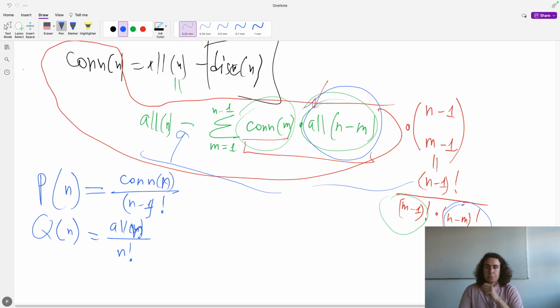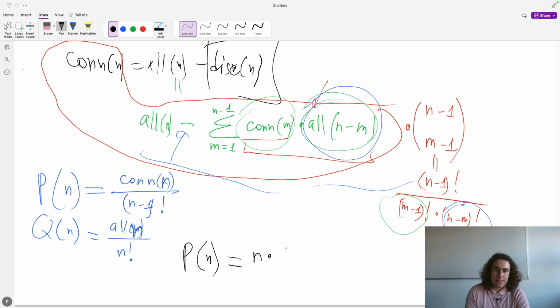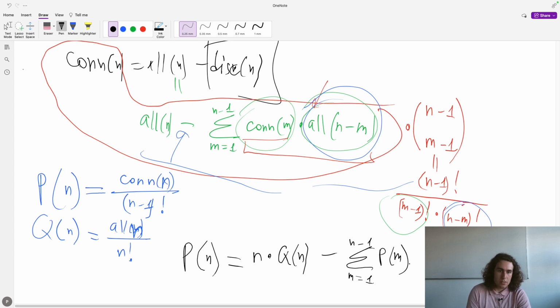So this is basically the probability of a graph. No, I don't know what I said. This is not a probability anyway. And we can rewrite this formula in this way, right? We're going to divide everything by (n minus 1) factorial. So here we're going to have connected over (n minus 1) factorial. So P of n is equal to O of n over (n minus 1) factorial, so it's n times Q of n, minus the sum over m from 1 to n minus 1 of connected m over (m minus 1) factorial, which is P of m, times O of n minus m over (n minus m) factorial, which is Q of n minus m.